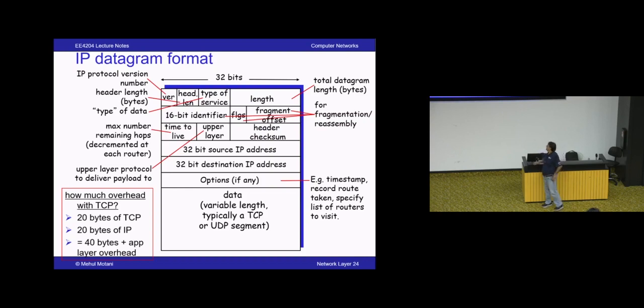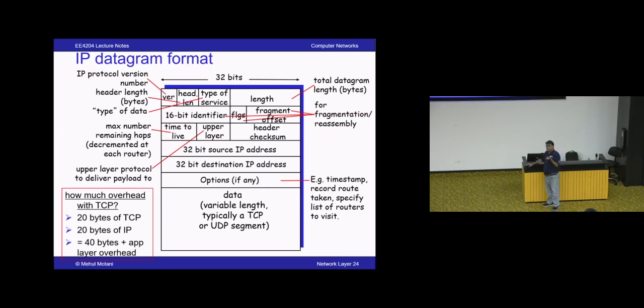What else? The upper layer field is actually the transport layer. So the type of service in the first row is not the upper layer. It's probably just the type of service on that datagram network. There's a checksum. Then the next two fields are very important, the source IP and the destination IP.